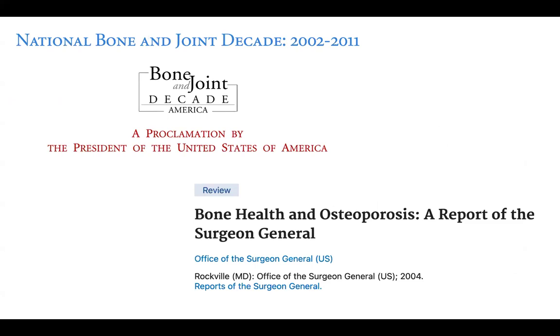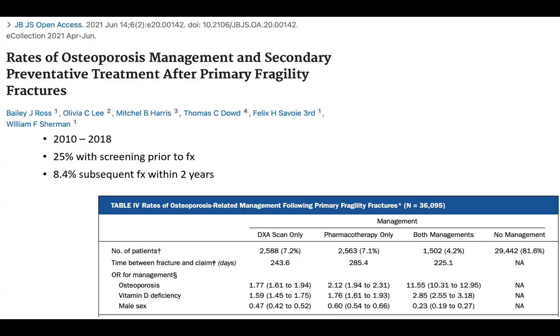A lot of people here probably don't realize that President Bush proclaimed 2002 to 2011 the National Bone and Joint Decade. They came up with this bone and joint osteoporosis management guideline to encourage treatment along with the Surgeon General. Did it work? Looking at data from 2010 to 2018, after this bone and joint decade, we're still not doing too well. Only 25% of patients had any screening prior to a fracture, and 8% had a subsequent fracture within 2 years.